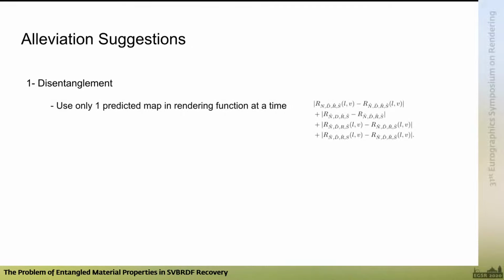Firstly, to alleviate the problem of entangled property maps, one solution could be to simply parameterize the rendering function with only one of the predicted maps at a time, while using ground truth maps for the rest of the maps. With this change, the error of each map can correctly be backtraced to that map, while also considering the contribution of each map in the final rendering. This alleviates the problem of having multiple global minima by disabling other property maps from trying to compensate the shortcomings of one of the maps. This also alleviates the problem of harmful gradients.